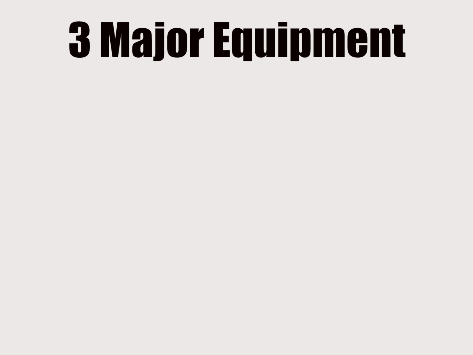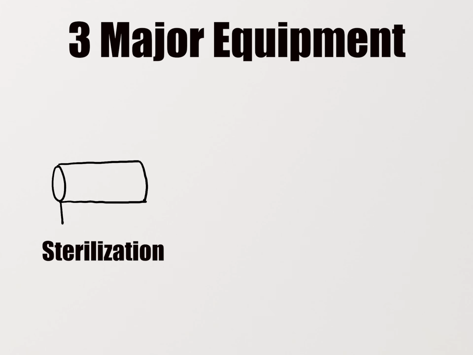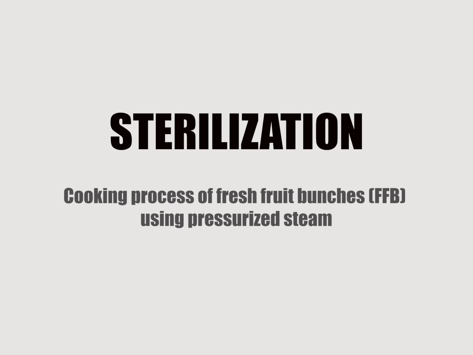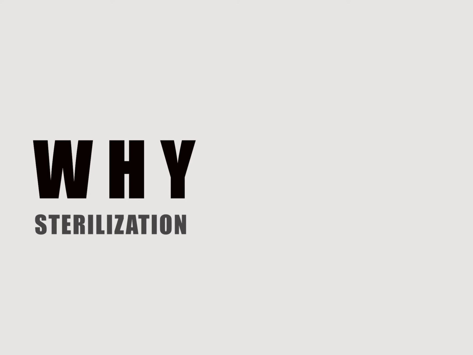We'll be focusing on three major equipments, which are sterilization, clarification, and vacuum dryer. In the extraction of palm oil, sterilization is the first process. Sterilization is a cooking process of FFB using pressurized steam. The sterilization process is employed for several reasons.